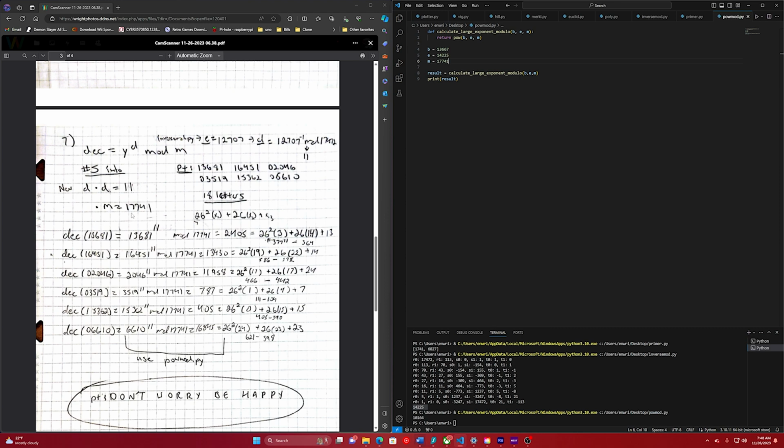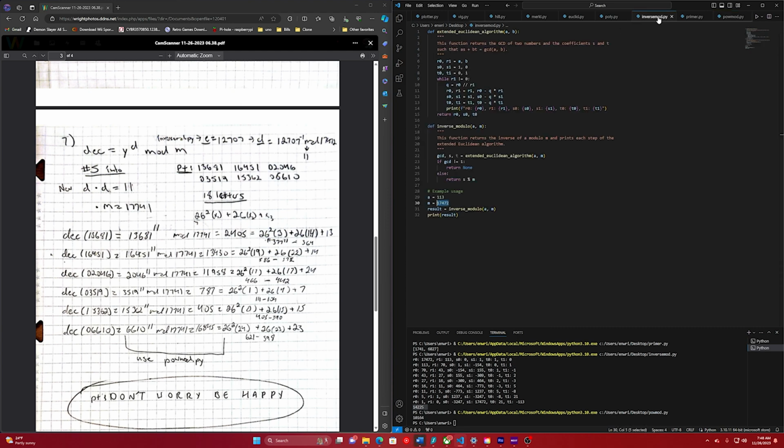So the modulus from number 5 is 17,741. The n value is also the same, 17,472. We've got a new exponent power of 12,707. So to get the new d value, you have to do the inverse mod of that times the n value, or mod n value. I did the inverse mod.py again. I got 11. So you can see that right here.